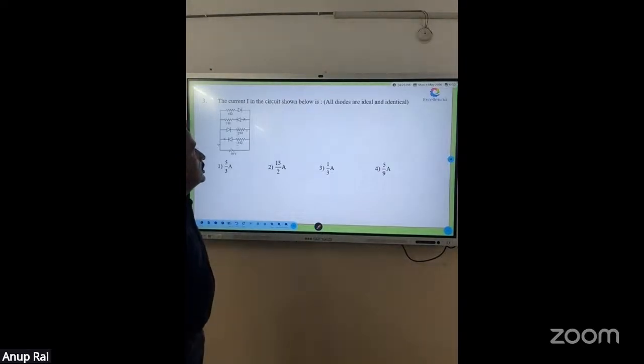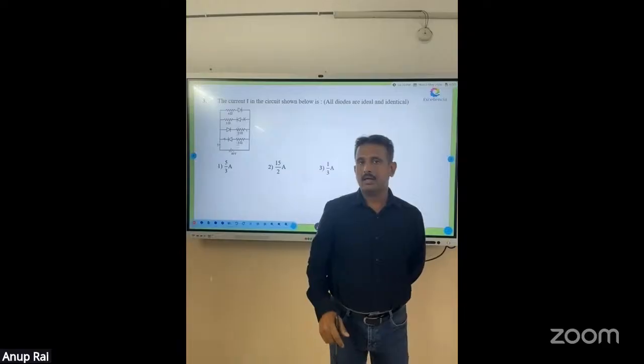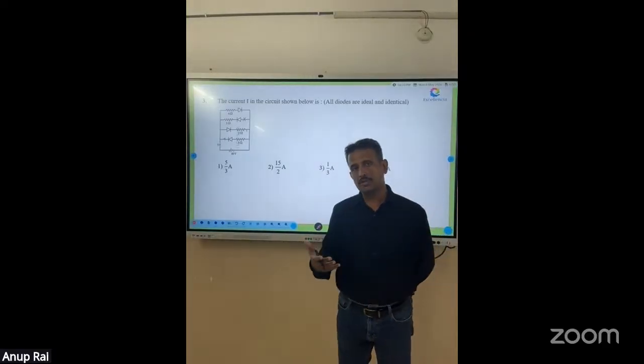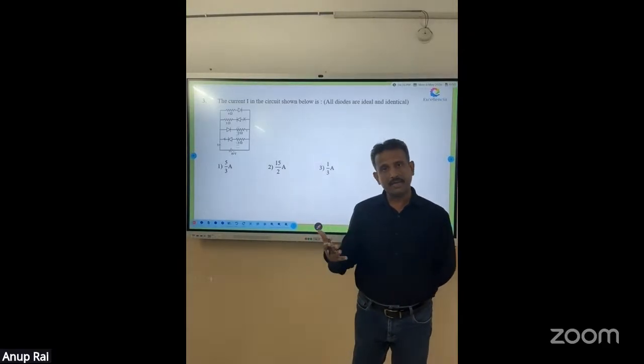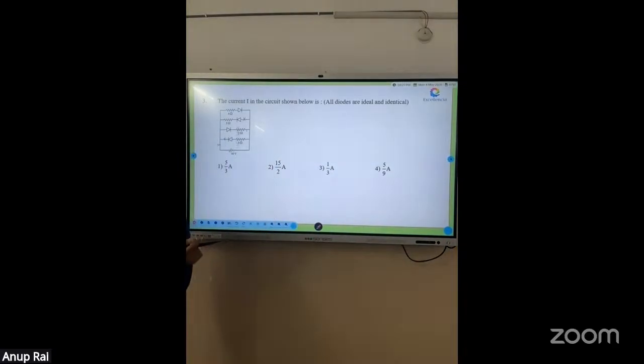Here, the current I in the circuit shown below, the diodes are ideal and identical. So we know that if an ideal diode is there, in forward bias its resistance is 0, and in reverse bias it offers infinite resistance. So we are going to observe which are reverse biased and which are forward biased, which are the branches, because all these branches are in parallel. So you can say this is going to be reverse bias, so this will become an open circuit. And here also it is reverse bias, it is going to be an open circuit. Only these two branches, this and this, are going to be forward.